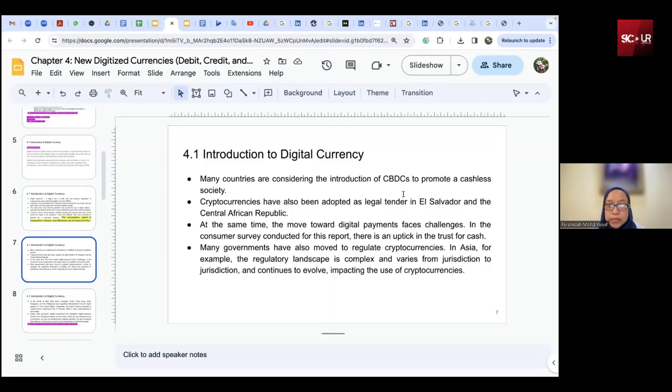Okay, many countries are considering the introduction of CBDC to promote a cashless society. So cryptocurrency has also been adopted as legal tender in El Salvador and the Central African Republic. At the same time, the move toward digital payments faces challenges. So in this consumer survey conducted for this report, there's an uptick of the trust of cash. Macam ada challenge kan on digital payment, because many governments have also moved to regulate cryptocurrencies. In Asia, for example, the regulatory landscape is complex and varies from jurisdiction to jurisdiction and continues to evolve, impacting the use of cryptocurrencies.